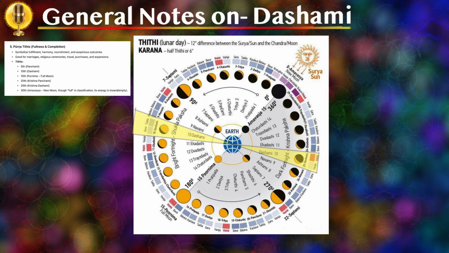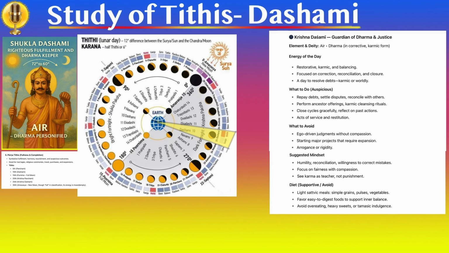Now let's see the minor differences between the Krishna part and the Shukla part of Dashami. On the Krishna Dashami, the energy changes, isn't it? Because now you're going to the waning side. So what can you do on this day? The energy of the day is restorative, for karmic fulfillment or closures. One of the aims of bringing Jyotish to humanity is to enable you to see the karmic map that each one of us has, and to complete it in the easiest way possible. So do those karmic fulfillment acts on this day. Balancing, focused on correction, reconciliation and closure is good on this day.